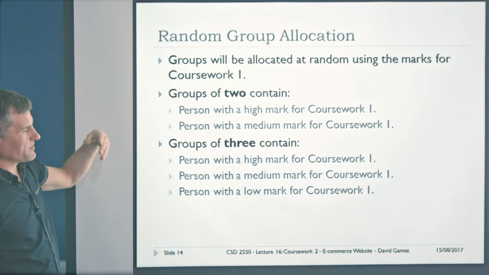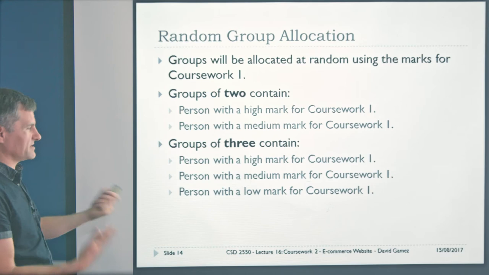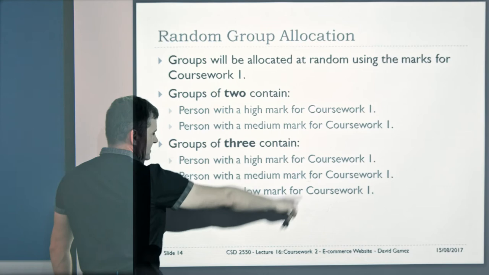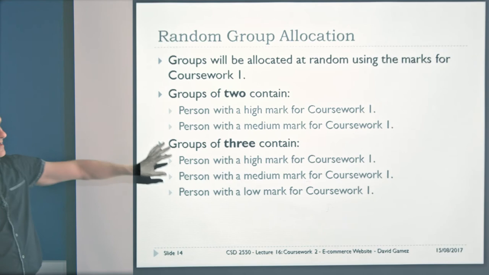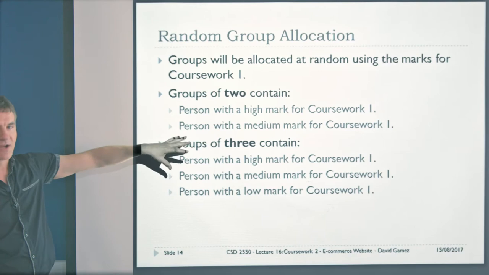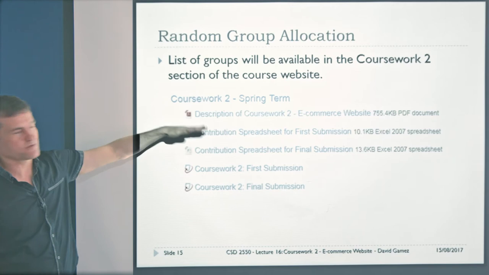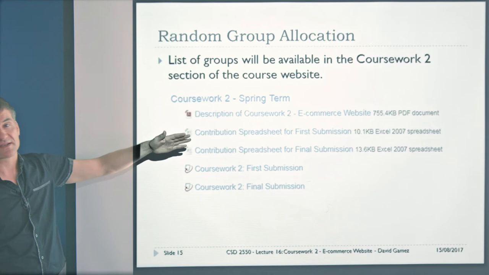Now, if you've got a group of three, because with the numbers, there's got to be some groups of two and some groups of three, unless the number of students in the lab is divisible by three. In this case, there'd be a person with a high mark for coursework one, a person with a medium mark, and a person with a low mark. So that's groups of two and groups of three. So we're going to get all the marks of coursework one, and then I've got a bit of code that will put people into groups based on these criteria. Now, for coursework two, there's a section on the group on the course website, and there will be a list of the groups on that website in early spring term.